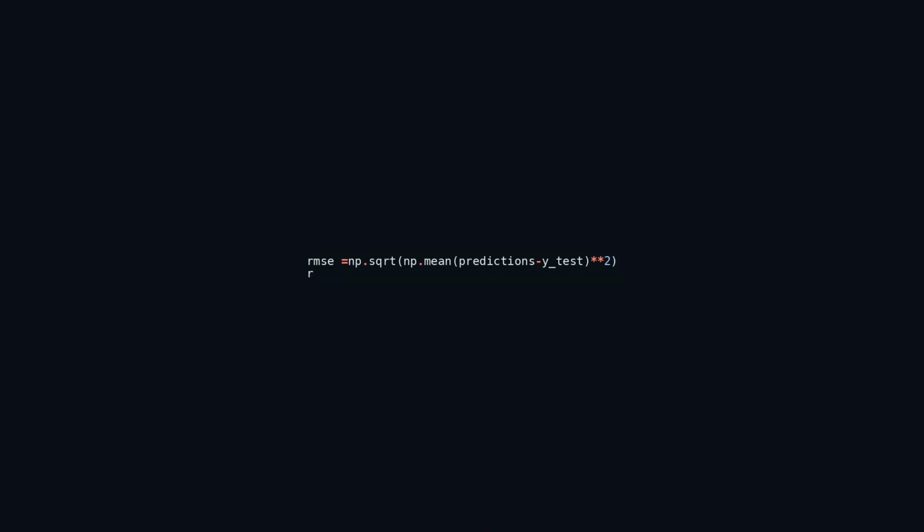RMSE acts as a widely used metric for assessing regression models' effectiveness. A smaller RMSE signifies superior model performance by denoting a reduced average variance between predicted and actual values. The deployment of this code enables us to quantify our model's predictive accuracy performance accurately.